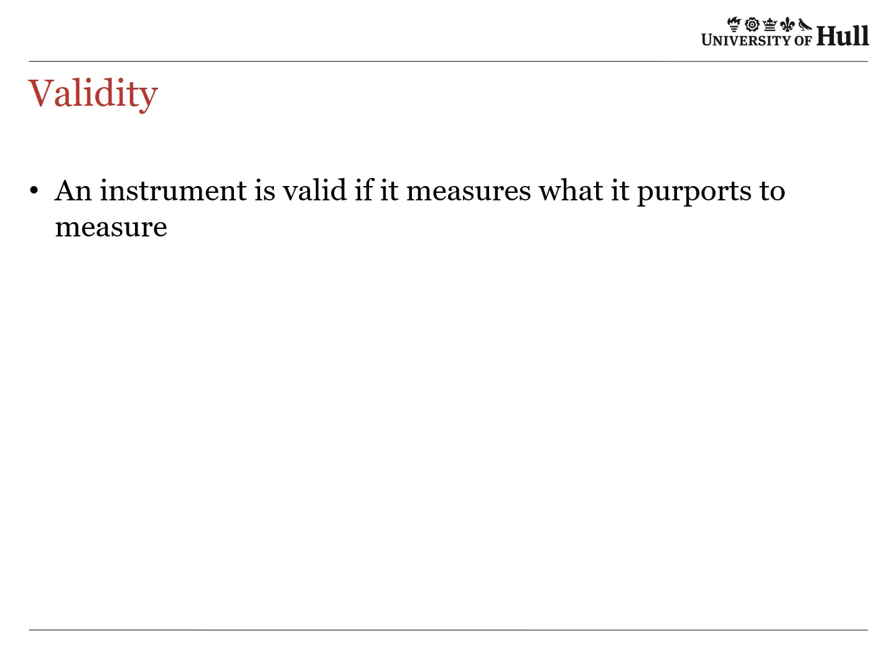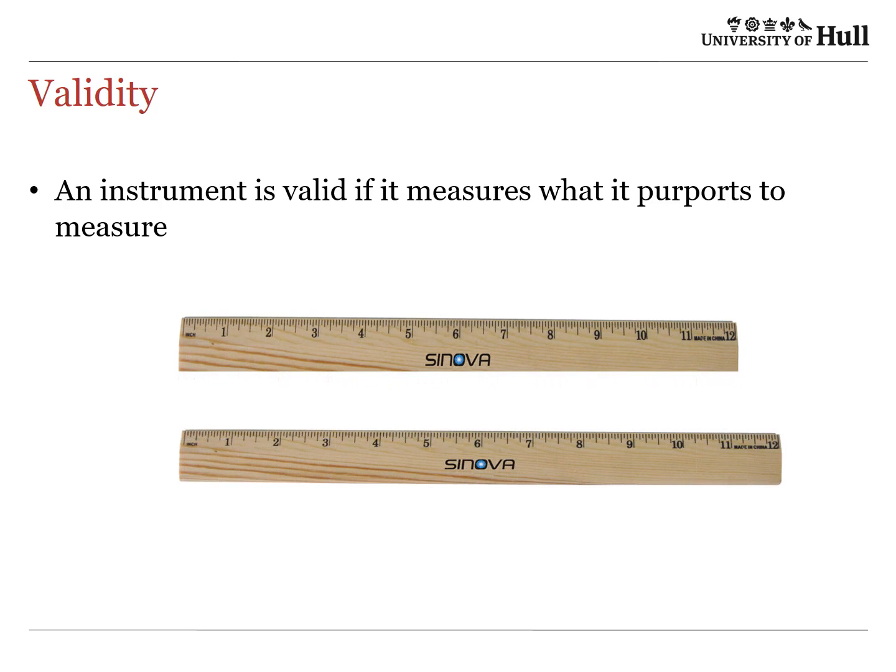Validity. An instrument's valid if it measures what it purports to measure. So in other words, only one of these can actually be valid or correct, and we need to have some other way of estimating that.